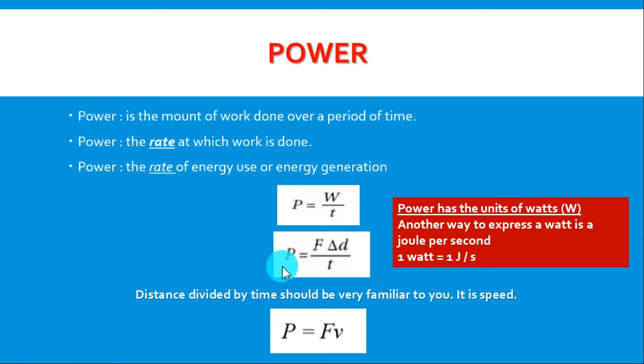There is another formula for power. We can find power by multiplying force times speed. Look here up. Force times distance over time. And we know that distance over time equals what? Speed. That's it. So it's not a new formula, girls. It is not a new formula. Force times distance over time.